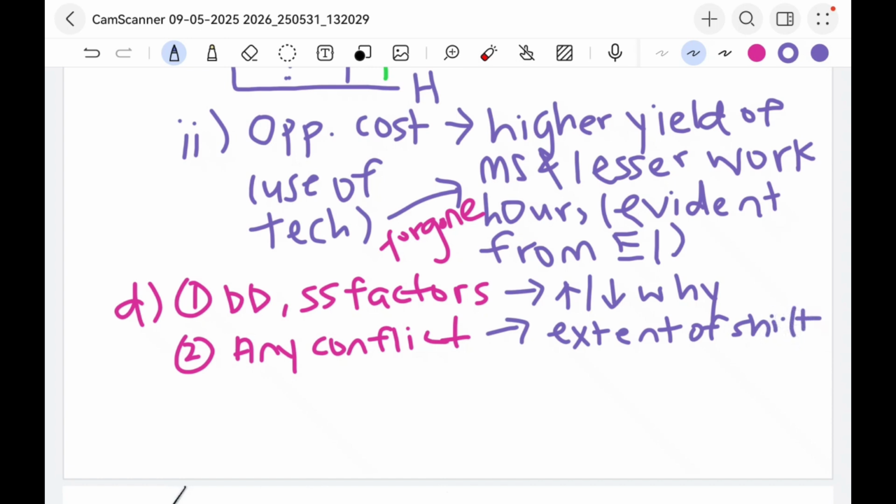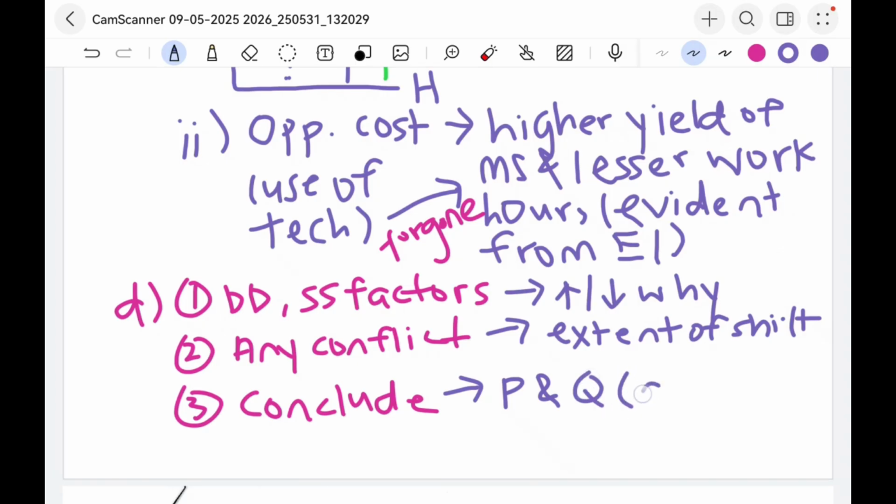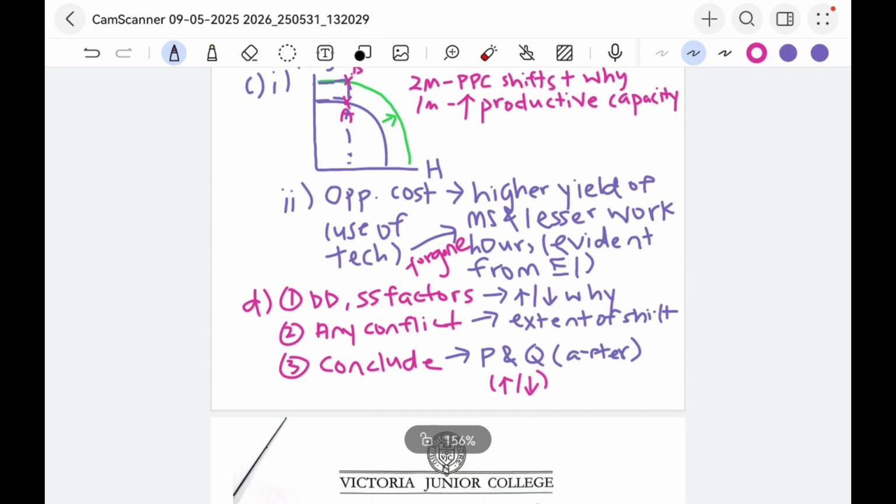Then the third step is to conclude. So what is the impact on your price and quantity that is being transacted? Price and quantity, what is the after? You need to say for both, is it increase or decrease? Then you can conclude.